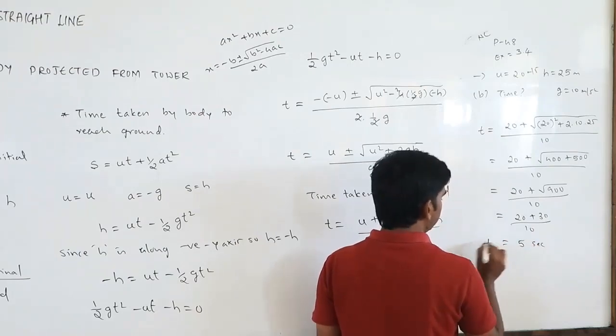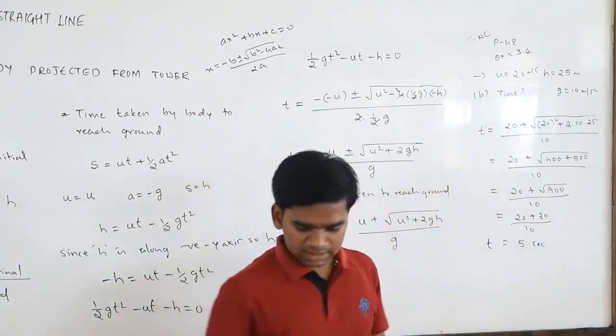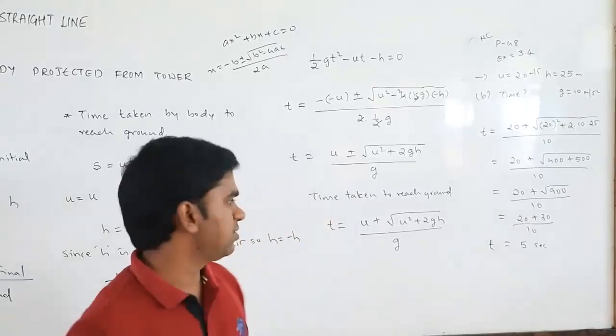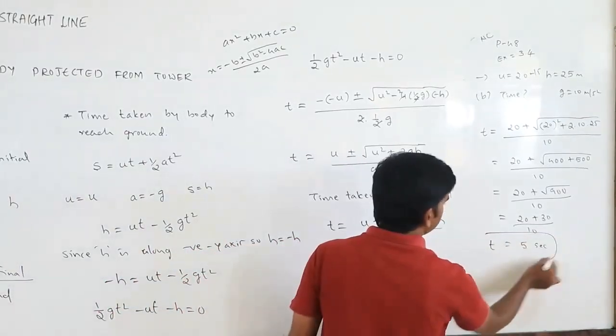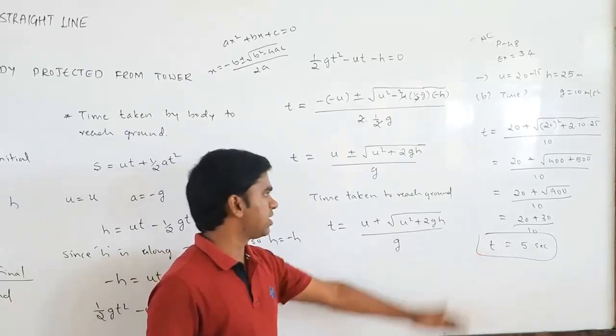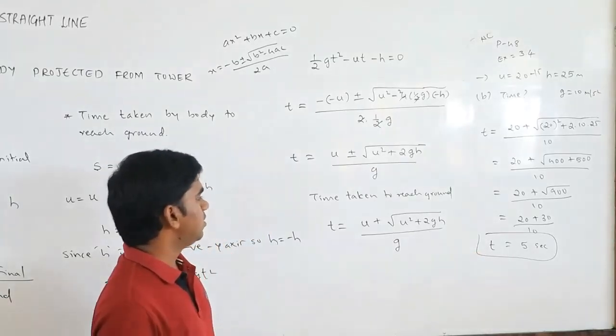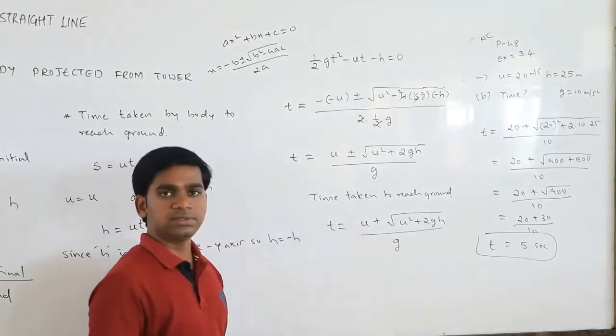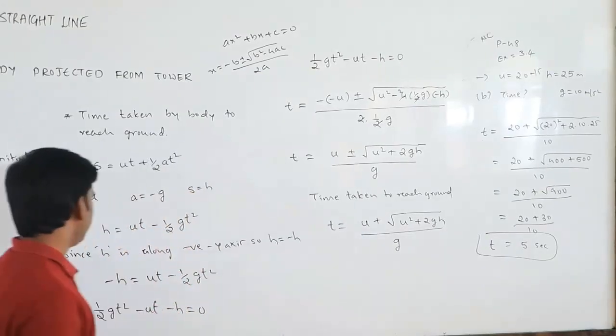Okay. So this is what the time. So what answer they got also is 5 seconds. Okay. So simply if you remember this one, you can calculate the time. Or you may say we cannot remember all these things. Then very simple, we can go with this method.